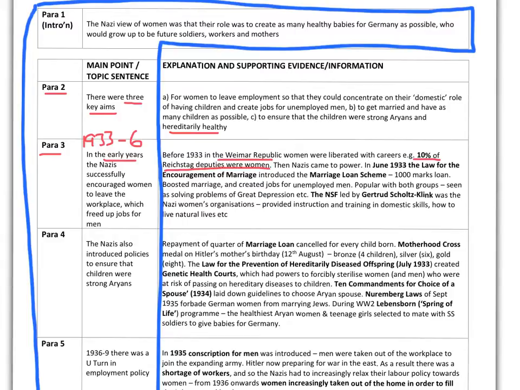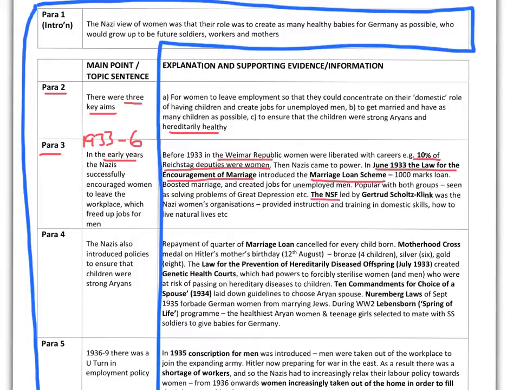Now, the key things to mention are the marriage loan scheme, which gave a loan of 1,000 marks to women who left their jobs, who created jobs for unemployed men. That was part of a law called the Law for the Encouragement of Marriage. That was passed very early on in June 1933.